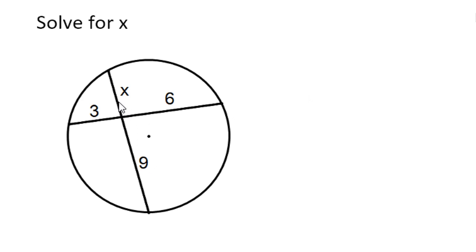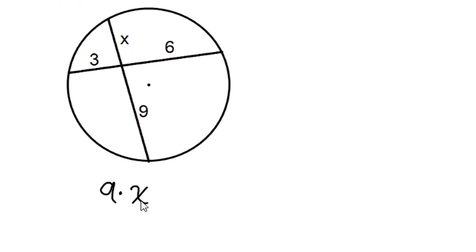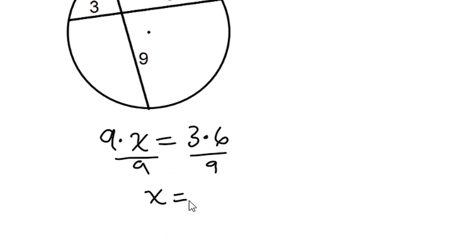So I need to multiply the two segments that belong to the same chord. In this case, I need to multiply x and 9, so 9 times x. That will be equal to the product of the two segments of the other chord, so 3 and 6. I solve this equation for x by dividing by 9. 3 times 6 is 18, divided by 9 is 2. So the value of x is 2.